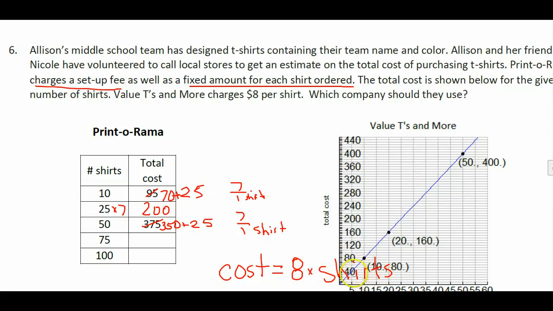So if I buy 0 shirts, I pay 0 times 8, 0. If I buy 10 shirts, I pay 10 times 8. It's $80. Okay. So this is the part I wanted you to understand. That part was challenging. If you got that, awesome. If you didn't, don't worry about it.